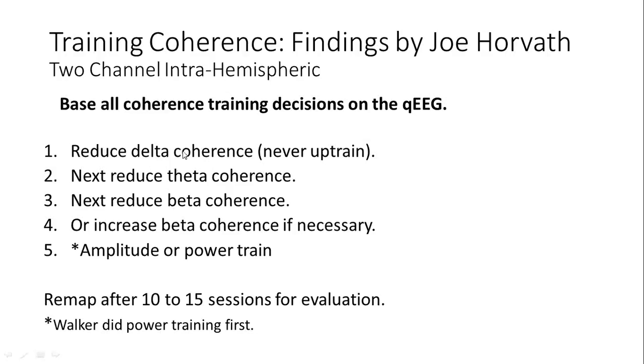He usually trained coherence down. He was usually looking at hypercoherence. He saw hypercoherence as one of the biggest issues usually in head trauma and other areas. And you'll see that is the case typically. You tend to see more of the hyper than the hypo, because hypo means the brain's kind of given up. So he would train delta coherence down first, and then he would tend to go after theta coherence and train that down. And then next, he might reduce beta coherence or increase beta coherence if necessary. So he was aware that hypocoherence in beta was an issue.